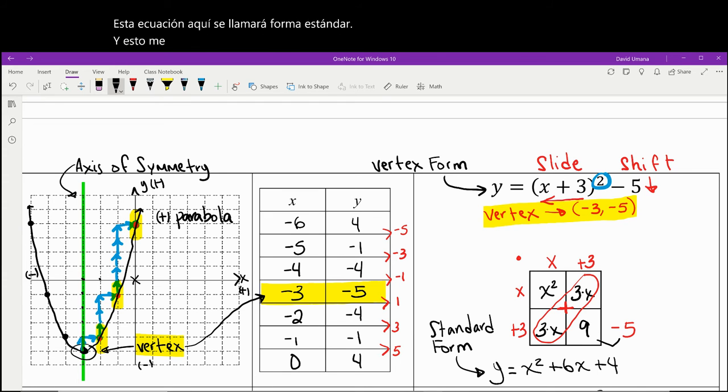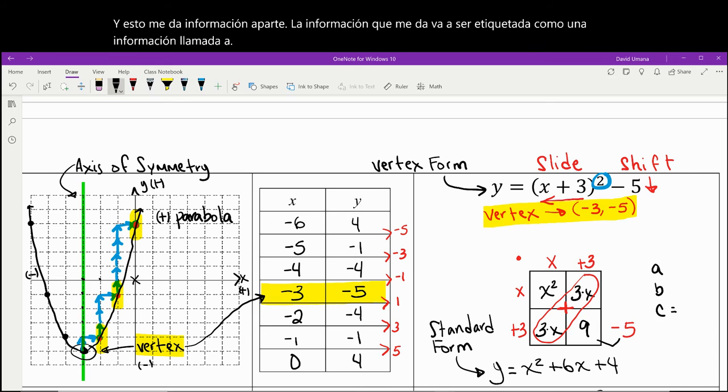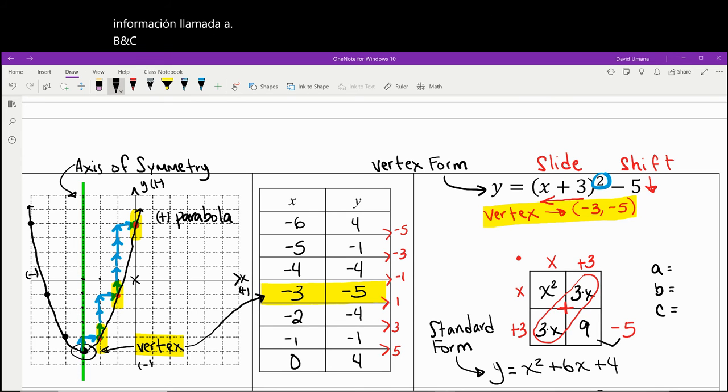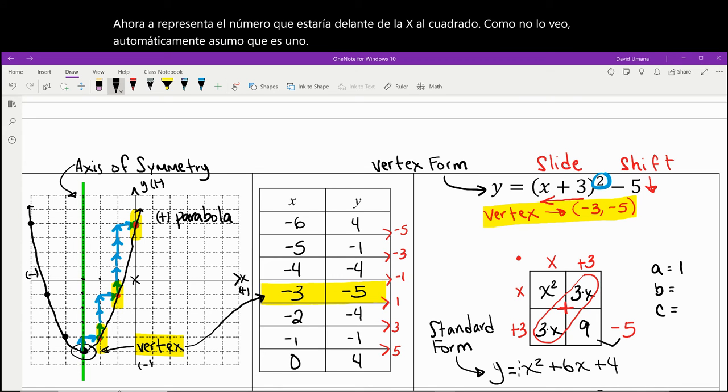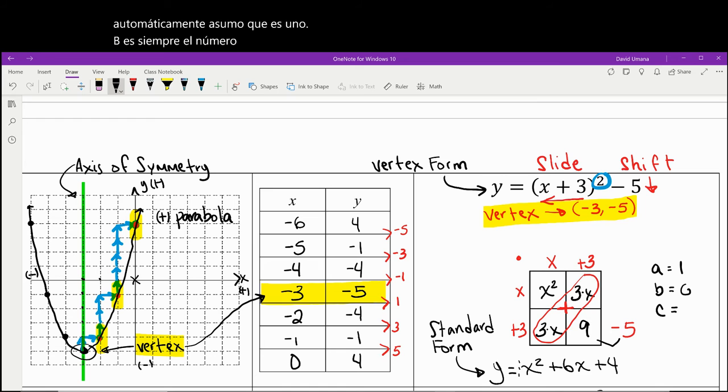The information that it gives me is going to be labeled as A, B, and C. Now, A represents the number that would be in front of the x squared. Since I don't see it, I automatically assume that that's a 1. B is always the middle number. In this case, it happens to be 6. And C is the last number, which happens to be 4.